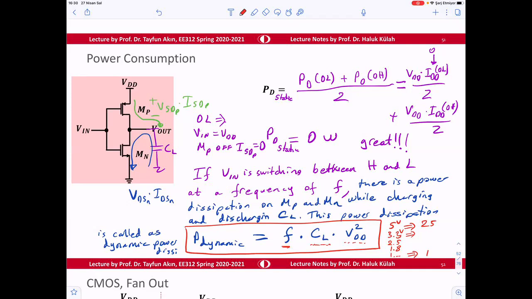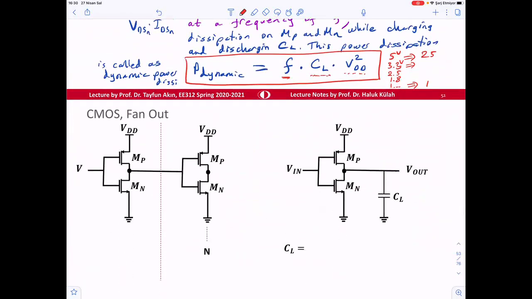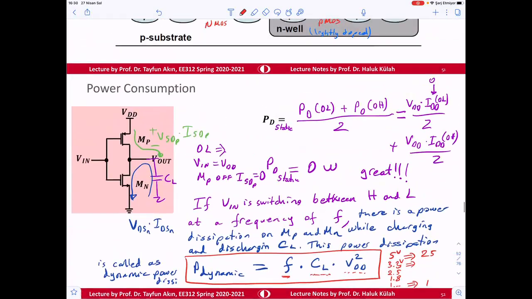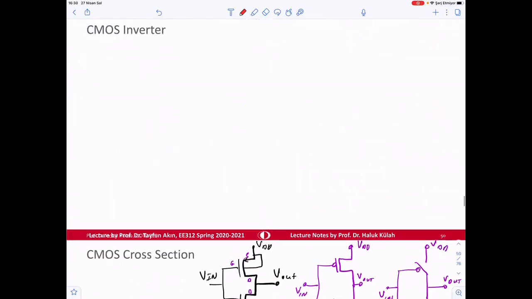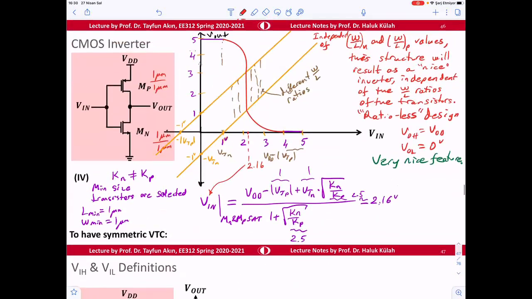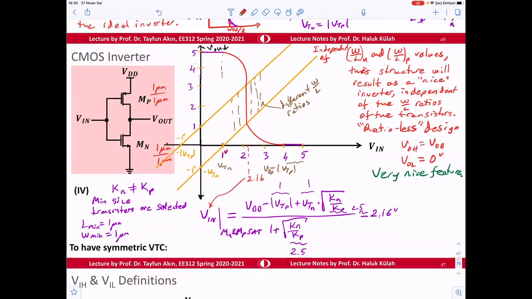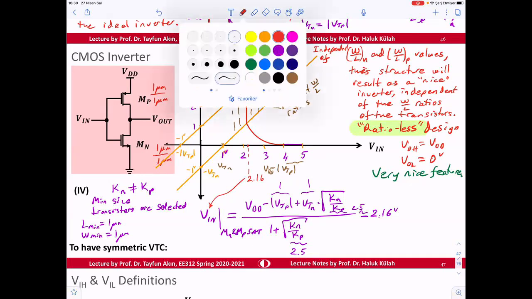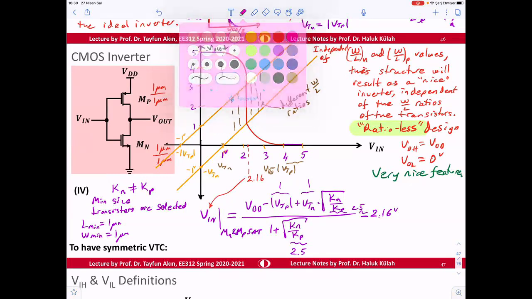So just before going to this fan out ideas, one other thing is maybe important to mention here. We said that this is ratioless. Okay, so this is ratioless, and no matter what the W over L ratio, this will work.